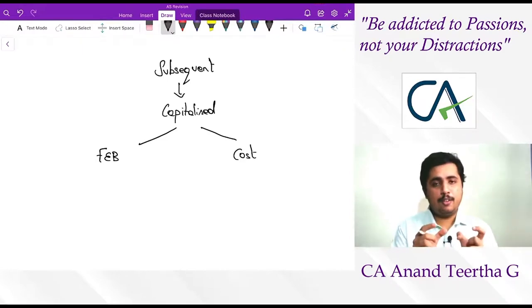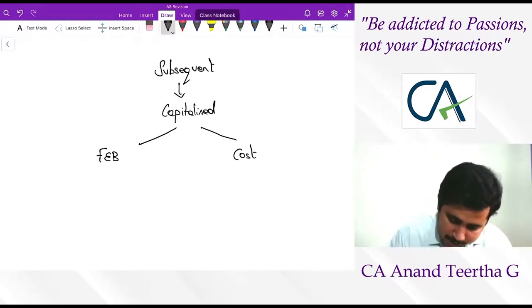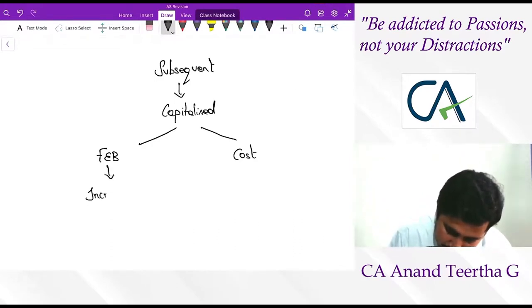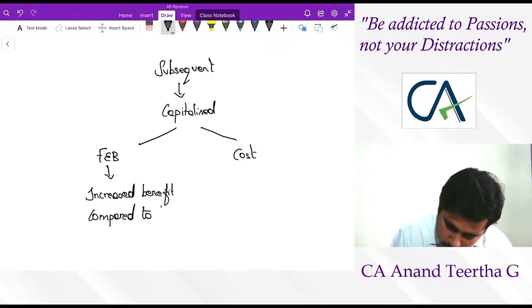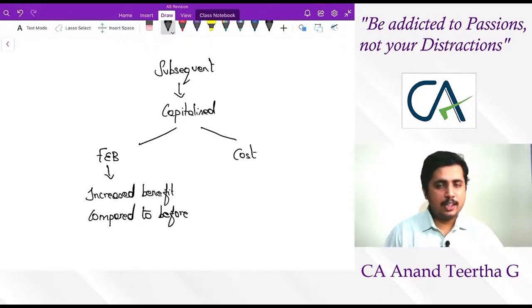Based on the extra expenditure, the subsequent cost you have incurred, it should lead to future economic benefit and cost should be reliably measured. Now, future economic benefit is not just future economic benefit, which basically means increased benefit compared to before. So because of that cost, there has to be future economic benefit. Which means before there was certain benefit, because of this, the benefit has to get added on.